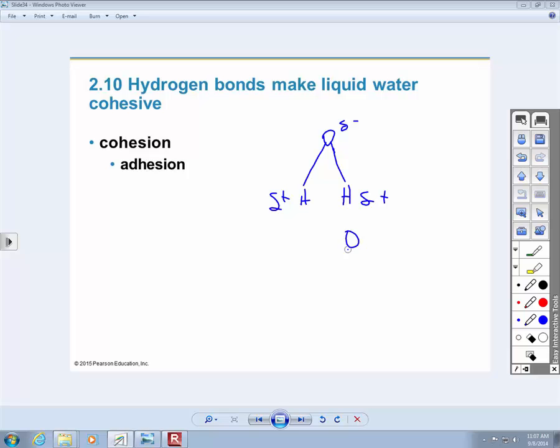Well, if we have two water molecules or several water molecules, then we get this attraction between the partial positive end of one water molecule, which will be the hydrogen, will attract to the partial negative end of the oxygen of a second water molecule. So they call that a hydrogen bond, which we've been through, but just a reminder.